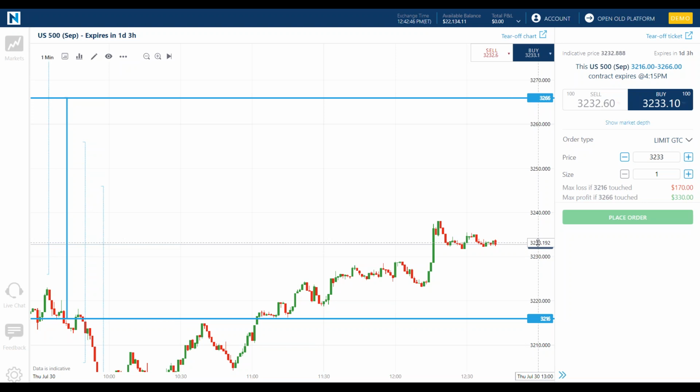If it settles below 32.33, so it settles somewhere down in here, I'll have a partial loss. It'll be something less than $170, but I know that if it actually gets down and touches 32.16, that's where I would get knocked out, and that's where I would experience my maximum potential loss. I can't lose any more than $170.